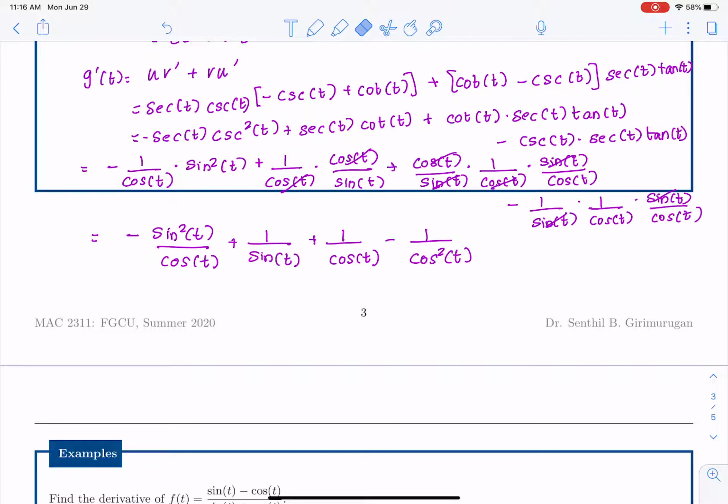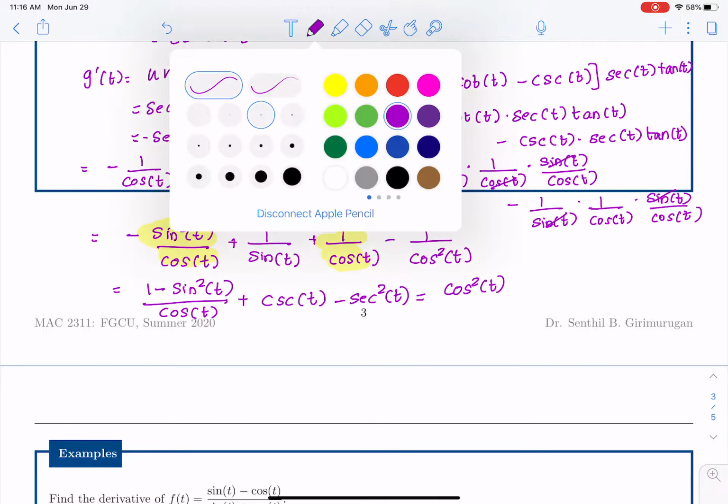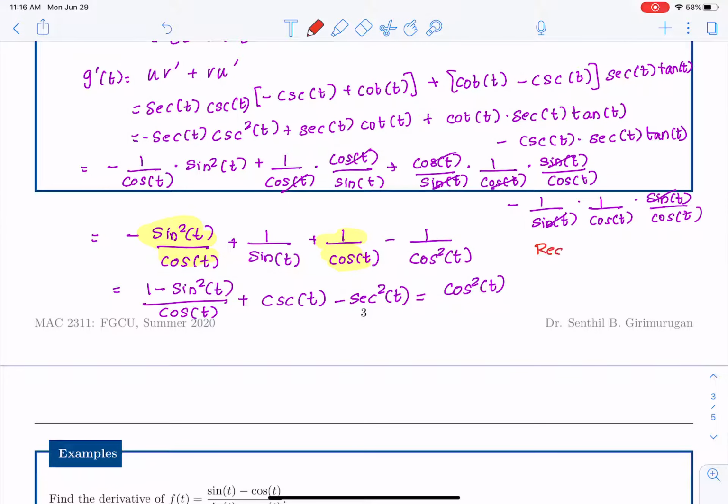This term and that term have a common denominator. So if I combine, I'd have 1 minus sine squared t divided by cosine t. I could write 1 over sine t as cosecant t, 1 over cosine squared t as secant squared t. 1 minus sine squared t is cosine squared t using the trigonometric identity that sine squared t plus cosine squared t is equal to 1.